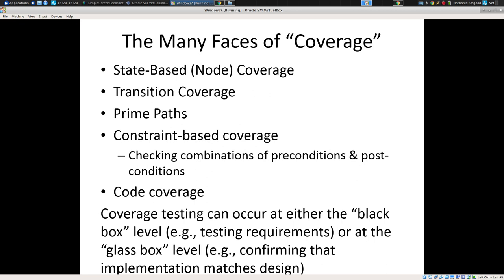There's state-based, statement-level coverage. Jay mentioned statement-level coverage statistics. There's transition coverage. There's something called prime path coverage. And a bunch of other levels that we'll talk about. And these levels, it turns out, are arranged in a hierarchy.